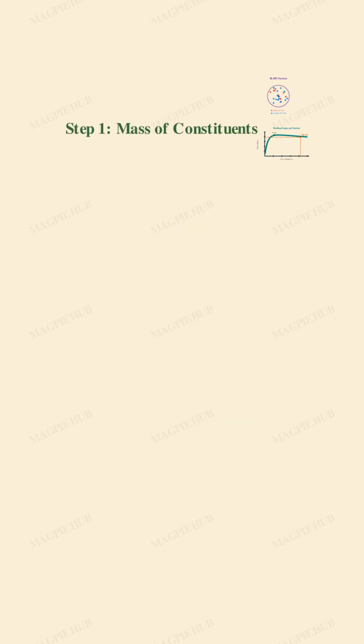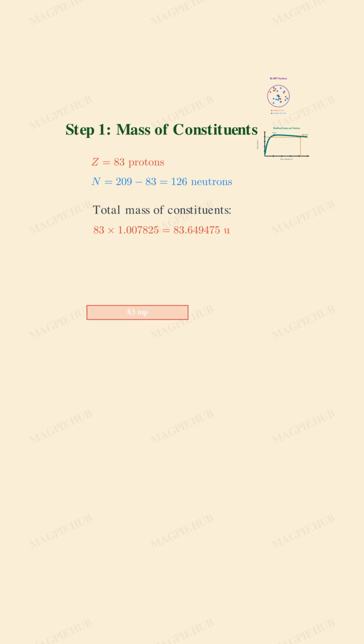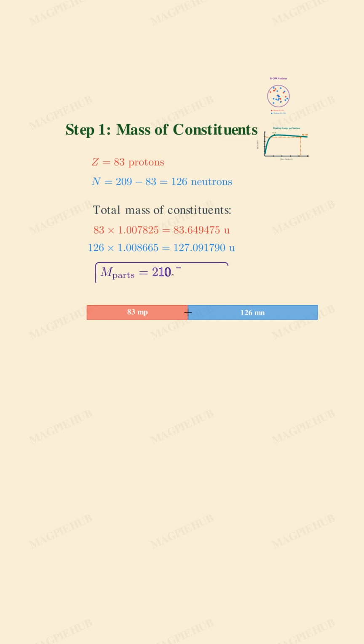Step 1. Bismuth 209 has Z equals 83 protons and N equals 209 minus 83, which gives 126 neutrons. The total mass of the constituents is 83 times the proton mass plus 126 times the neutron mass. Computing this, 83 times 1.00782 gives 83.649475 U, and 126 times 1.0086665 gives 127.091790 U.